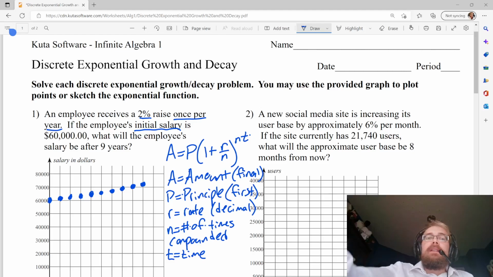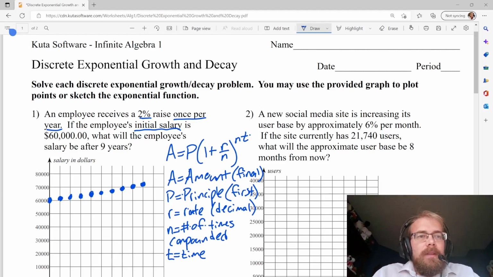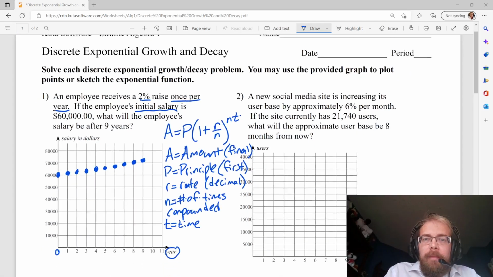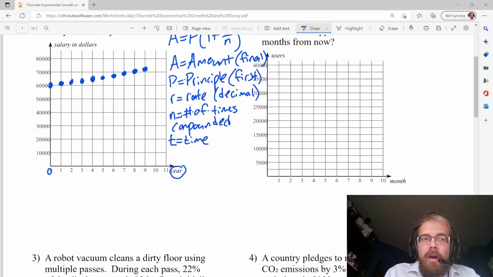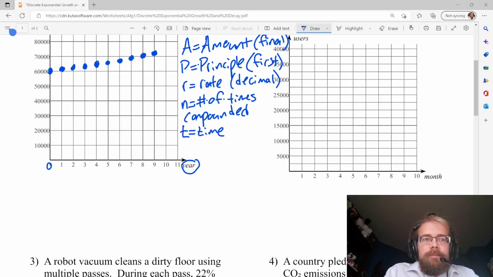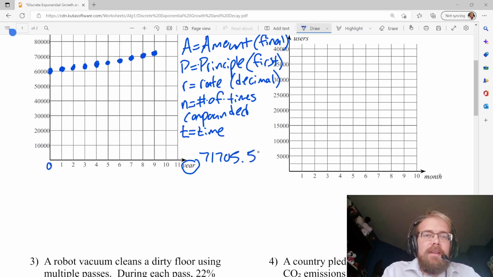Now, I did this the long way. Went all the way up to 9. So it says, what will the employee salary be after 9 years? So year 0, and then you count all the way to 9. And I got 71. And if we're talking about money, I'm going to zoom in a little. Can I zoom without? Oh, I can. Okay. So if we're talking about money, then we probably want to write it in terms of money in dollars and cents. Round to the nearest cent, aka 2 decimal places.